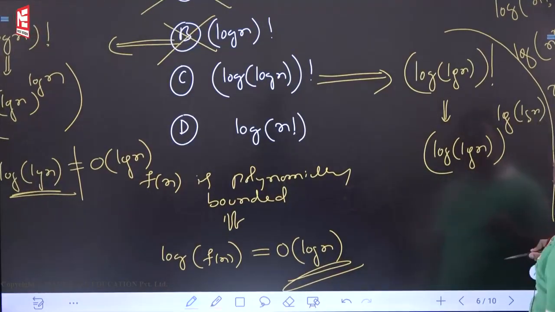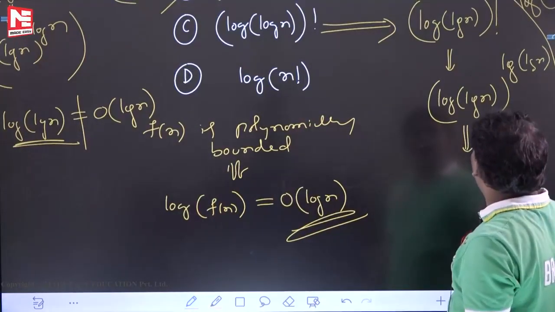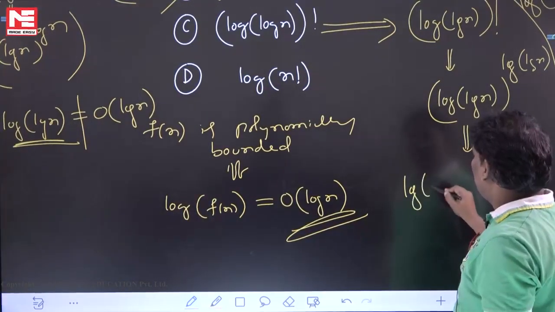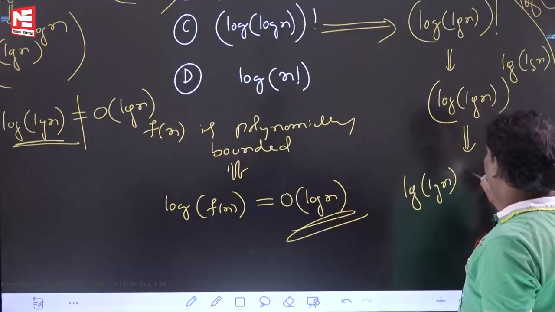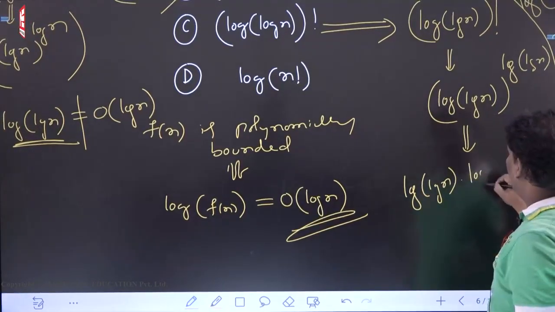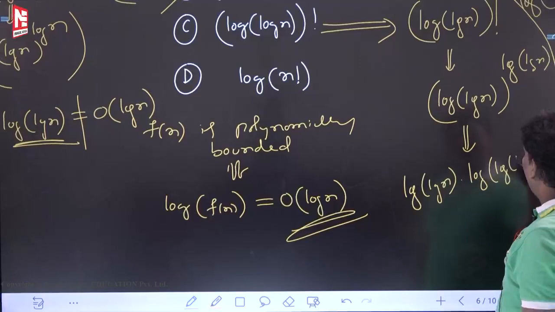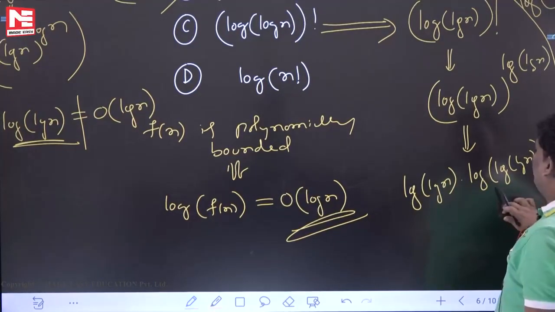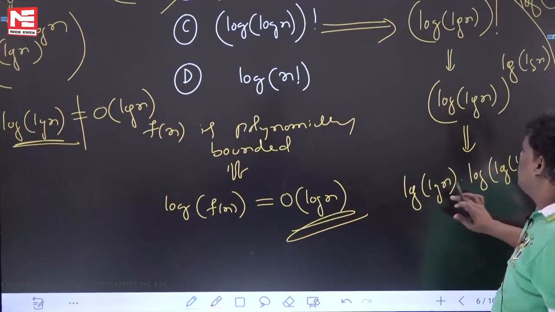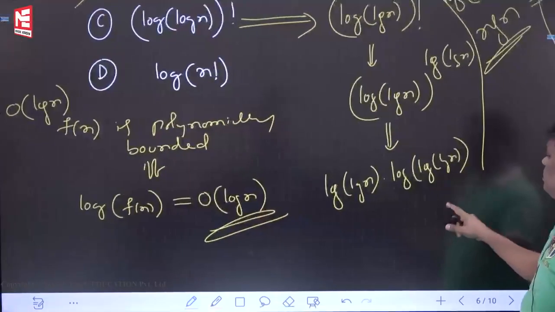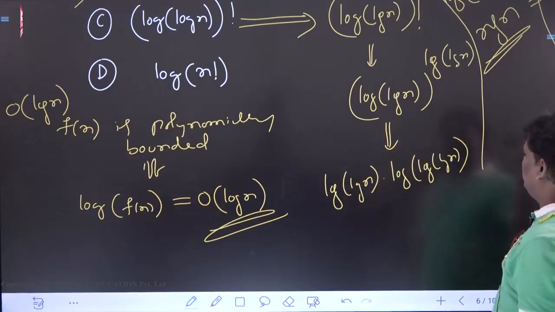N factorial upper bound is n power n. That is the closest upper bound I have written. Now apply log to this. If you apply log, what is the answer? Log of log n into log of log n. After applying log, this is the answer. Right? Can you help me?